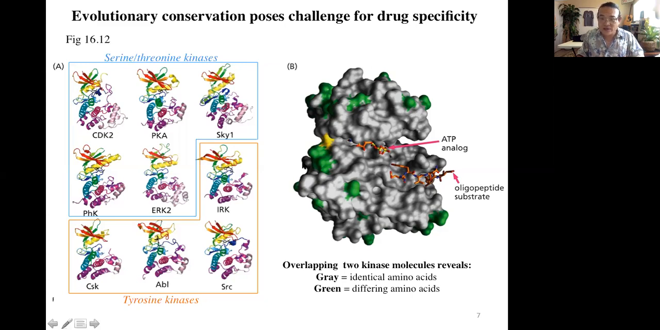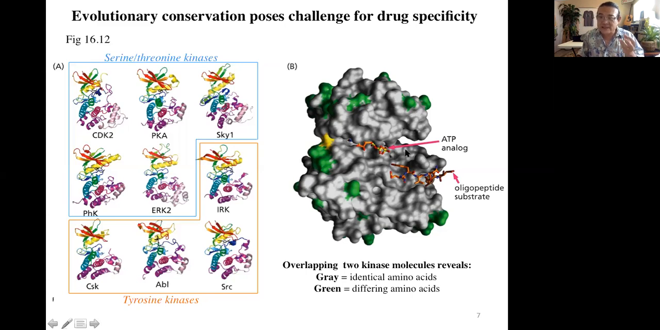So if you look at a structure here, let's say you take the 3-dimensional space-filling model and you pick a couple of these from the left side of the screen and overlap the space-filling models. Where the shape is similar, we make it gray. Where the shapes deviate a little bit between the two, you make it green. And this really shows you evolutionarily how conserved these kinase domains are.